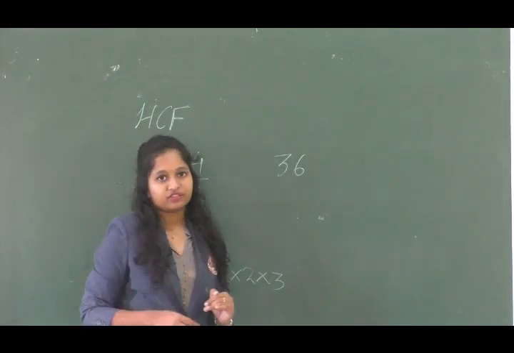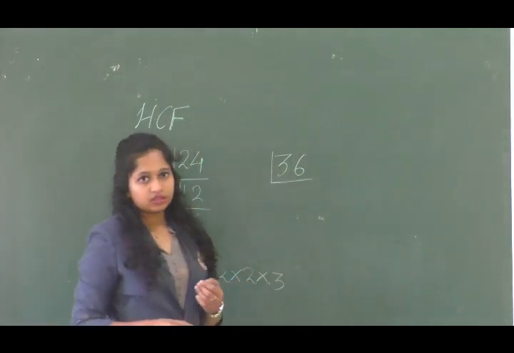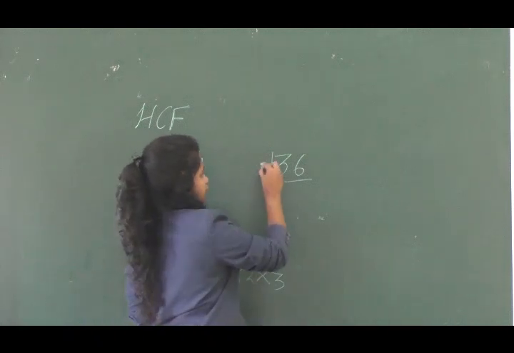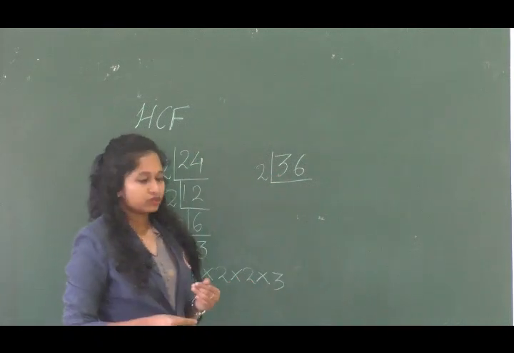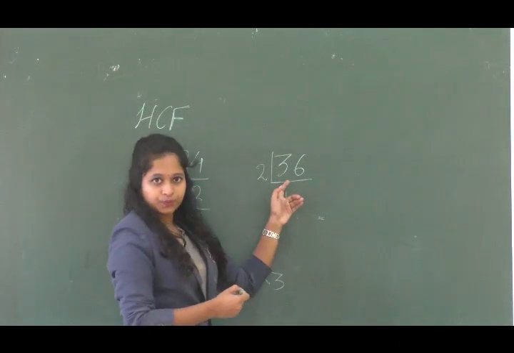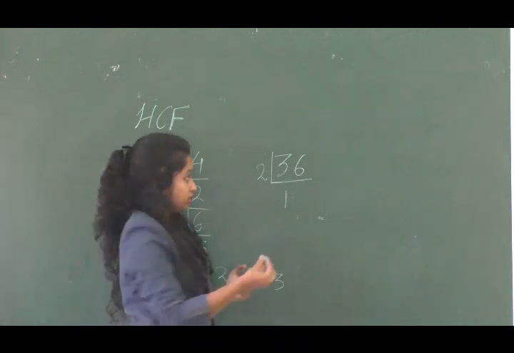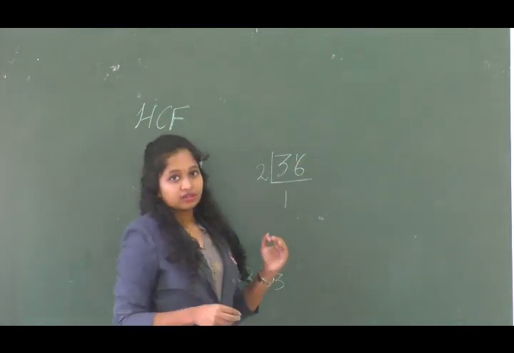Now let's factorize 36. 36 is also divisible by 2. So 1 into 2 is 2, but this is 3. So take that 1, 2, 6.